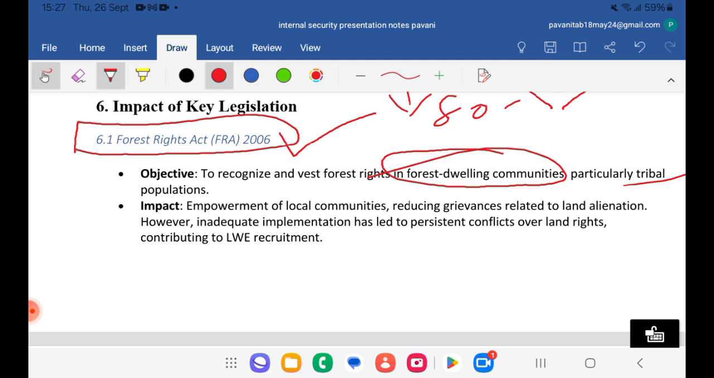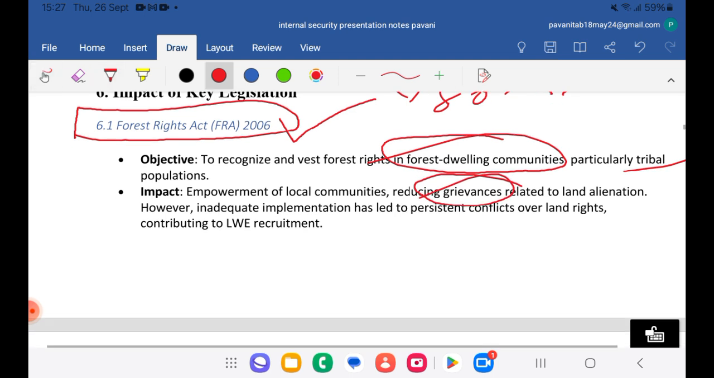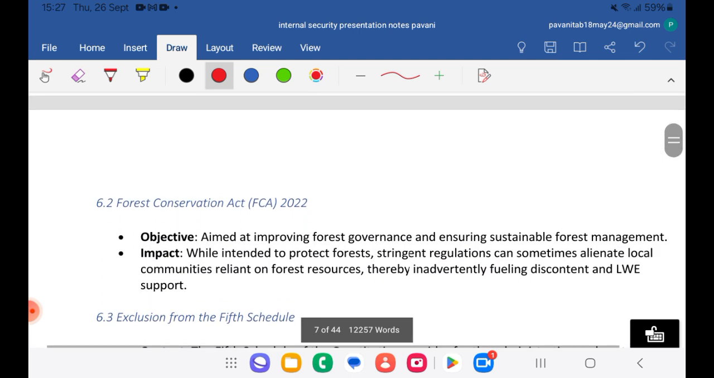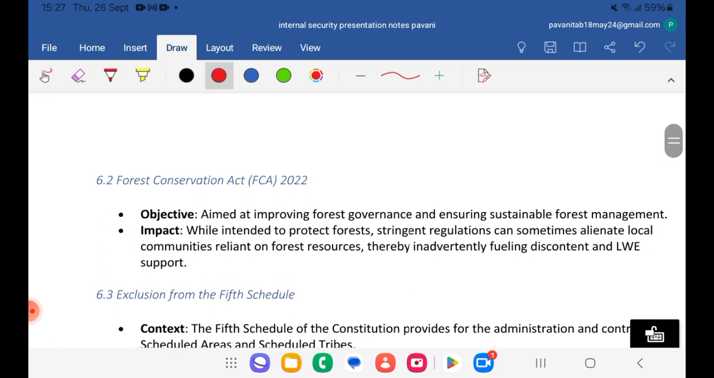We should be focusing on implementation measures also now, so that grievances are addressed and there will be no land alienation, right? So this is one of the acts. Second is we have the Forest Conservation Act 2022. One is the Forest Rights Act, one more is the Forest Conservation Act. This act aims at improving forest governance and ensuring sustainable forest management. So it is focusing on forest governance and sustainable forest management.